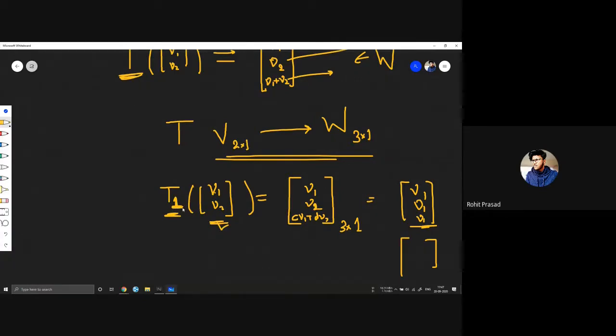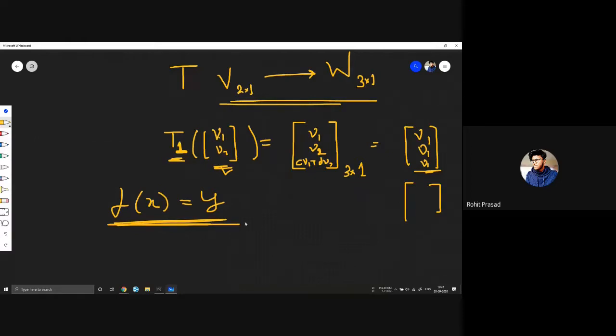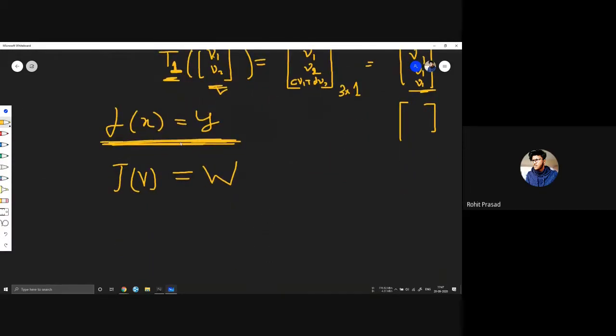So just like a function, f of x is defined as y. This is a function for real numbers, right? X is a real number, y is a real number. This transformation is a function for vector spaces. It takes a V to a W. Just like a function is defined in different ways, like a linear function, polynomial function, something like exponential function, there are different kinds of transformation as well, right?